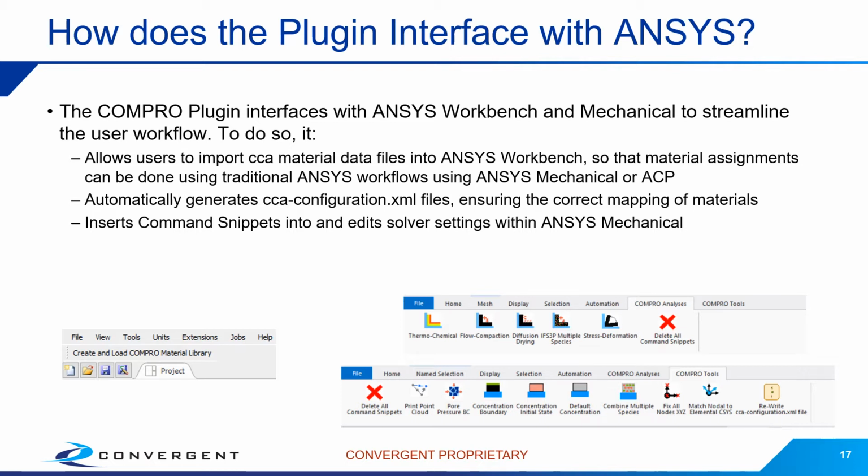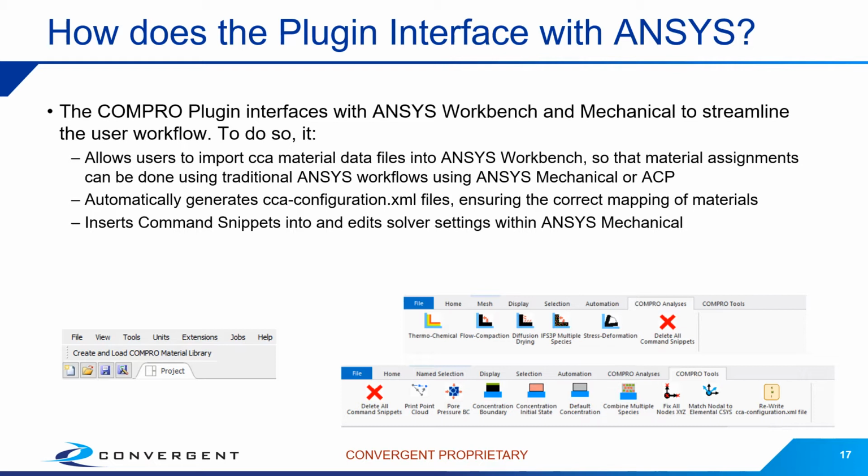And the plugin again generates that CCA-configuration.xml file to ensure the correct material mapping, regardless of the workflow used to assign materials. And it inserts the command snippets and solver settings. So these buttons do some very convenient things for you. I'll also bring your attention to the Compro Tools toolbar. The print point cloud button is very useful for performing tooling compensation.